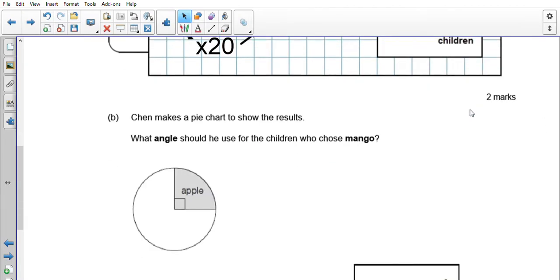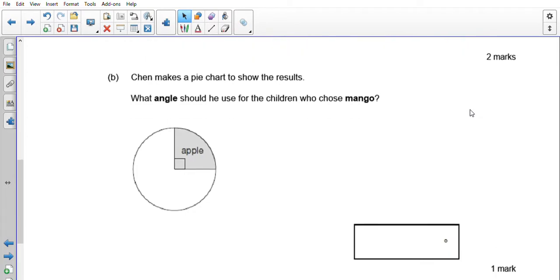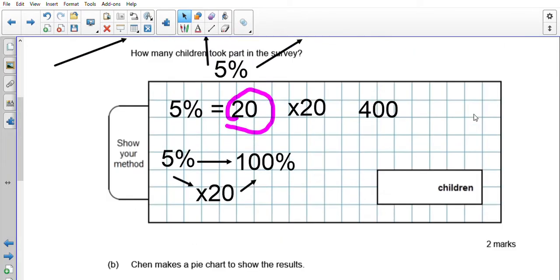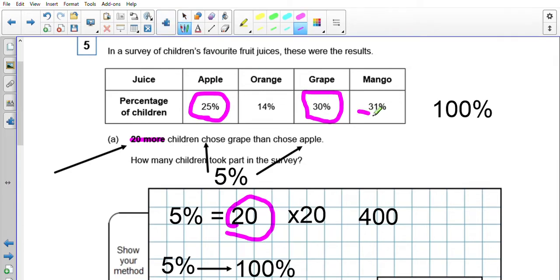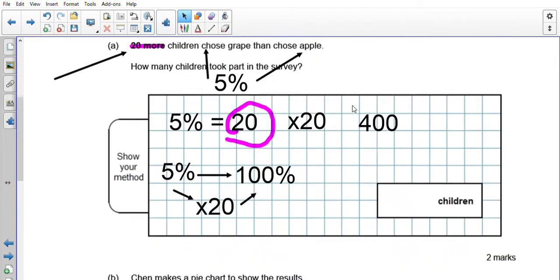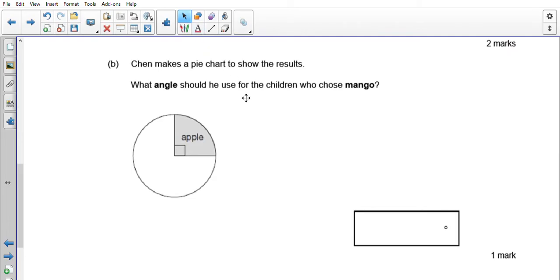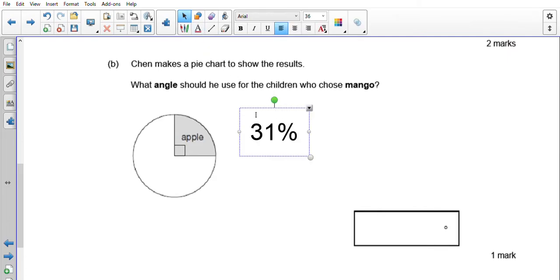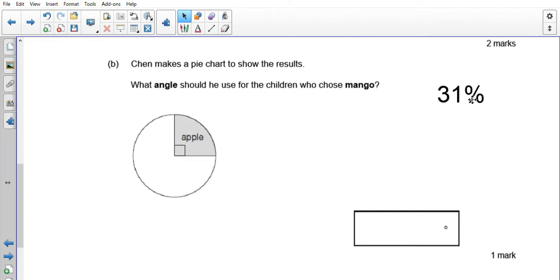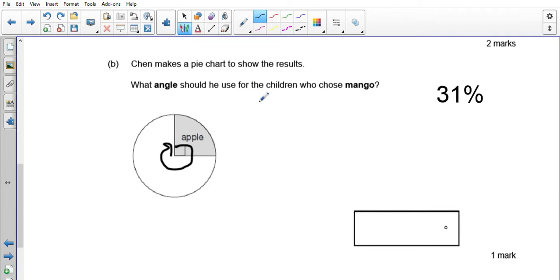Chen makes a pie chart to show the results. What angle should he use for the children who chose mango? Okay, so I'm going to bring that information down here. Mango was 31%. So let's come down here. We're looking at 31%. I'm just going to write that down so I've got that to hand. Okay, things to know. In a full circle, we have 360 degrees.